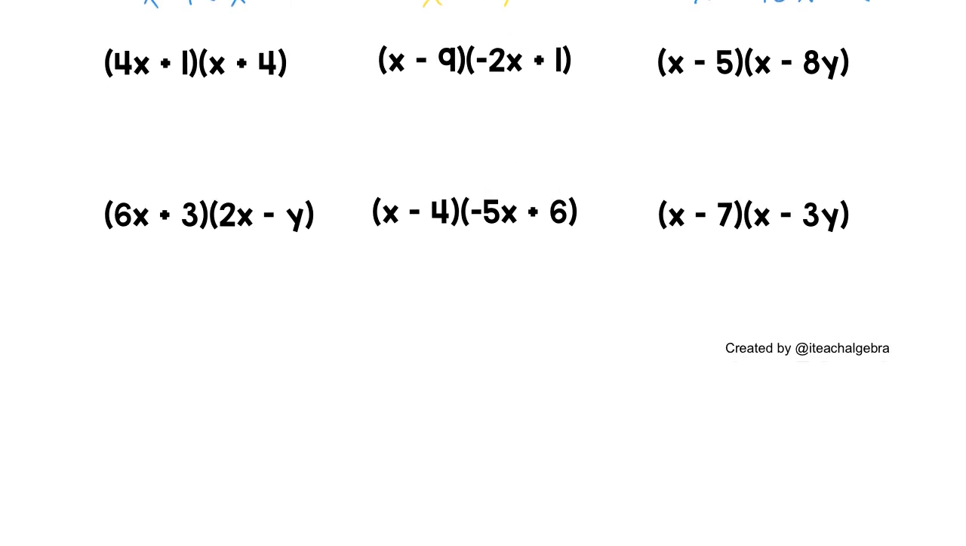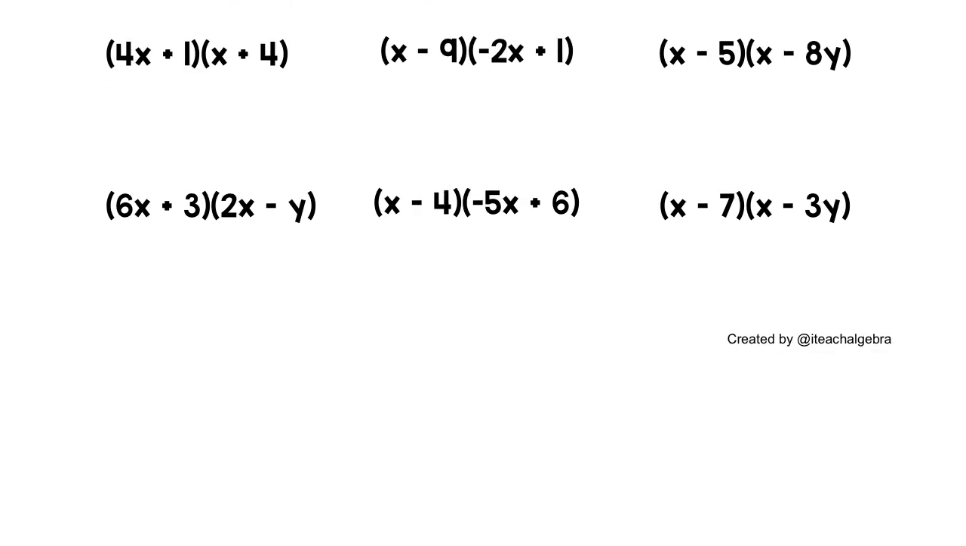All right, another row that are real similar. The difference here is we have a number in front of some of our x's. So we'll have 4x times x. That's 4x squared. 4x times 4, plus 16x. 1 times x is plus x. 1 times 4 is plus 4. Now we combine like terms. 4x squared plus 17x plus 4.